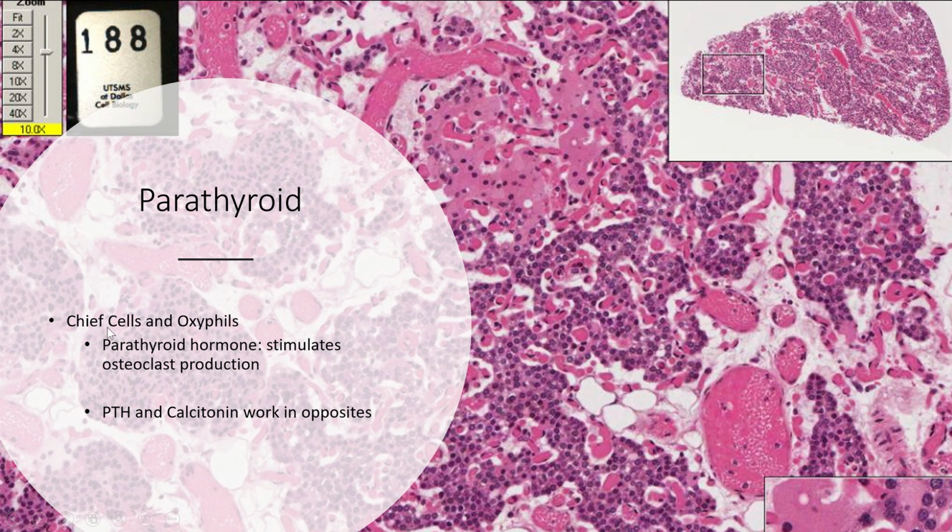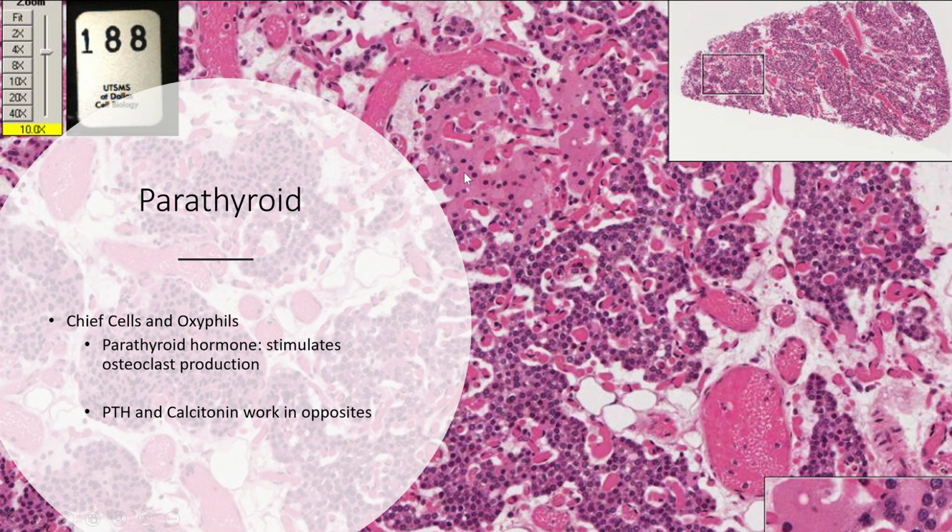And so the chief cells are what produce the parathyroid hormone, so PTH, parathyroid hormone. What that does is it stimulates osteoclast production, okay? And if you remember, we just went over calcitonin that inhibits osteoclasts. Parathyroid hormone stimulates osteoclasts. So you see how they work in opposites, right? PTH, parathyroid hormone, and calcitonin work in opposites. So calcitonin is going to tone down that calcium. Parathyroid hormone, by stimulating more osteoclasts and saying, hey guys, you need to get to work, you need to break down more bone, is going to release more calcium into the blood and increase blood calcium levels. Okay, so that's parathyroid hormone.